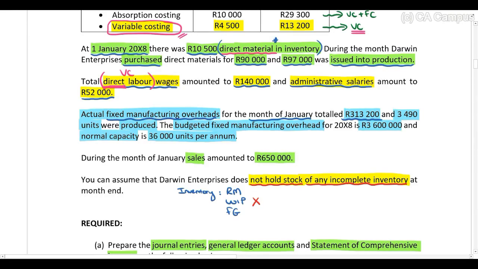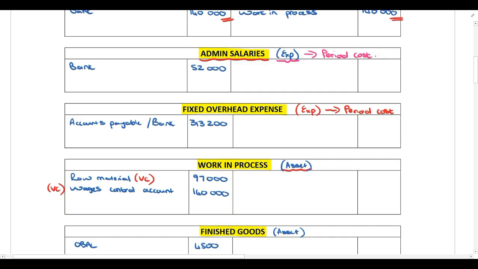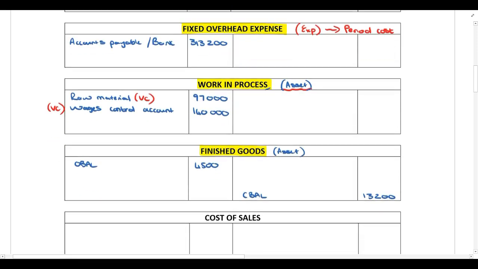All right, we were then given the sales for the month. We'll record that just now. Let's focus first on all of the costing journals, then we'll record the sale for the month. We were told that they do not hold any stock of incomplete inventory at month end. So there must not be any balance in work in process at the end of the month. So this helps us with our next journal entry. We need to clear out this work in process account because we are specifically told that they don't hold any inventory of incomplete goods. So obviously, when work in process is complete, it's going to be transferred out of work in process to finished goods.